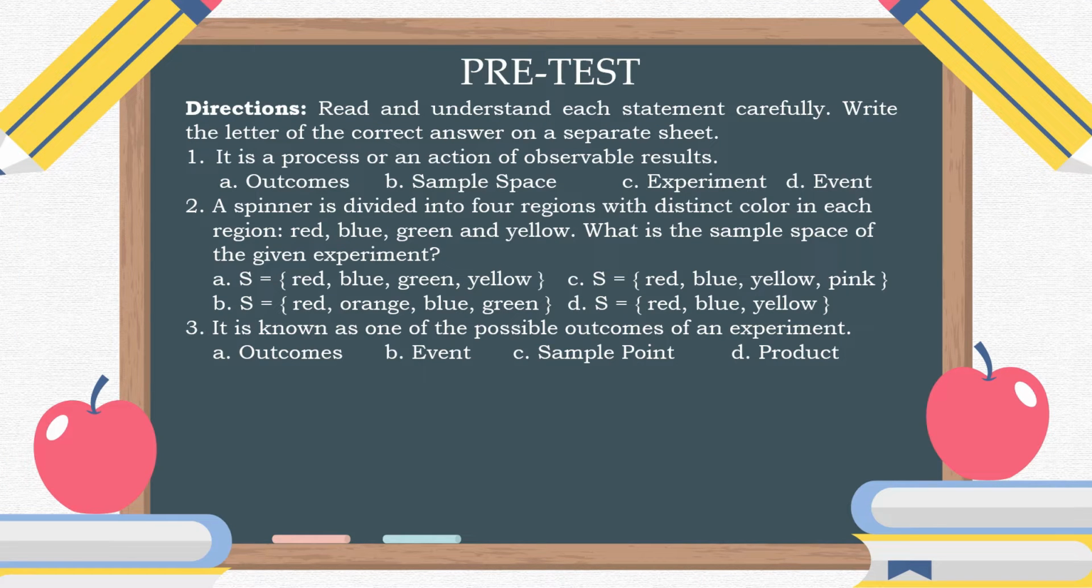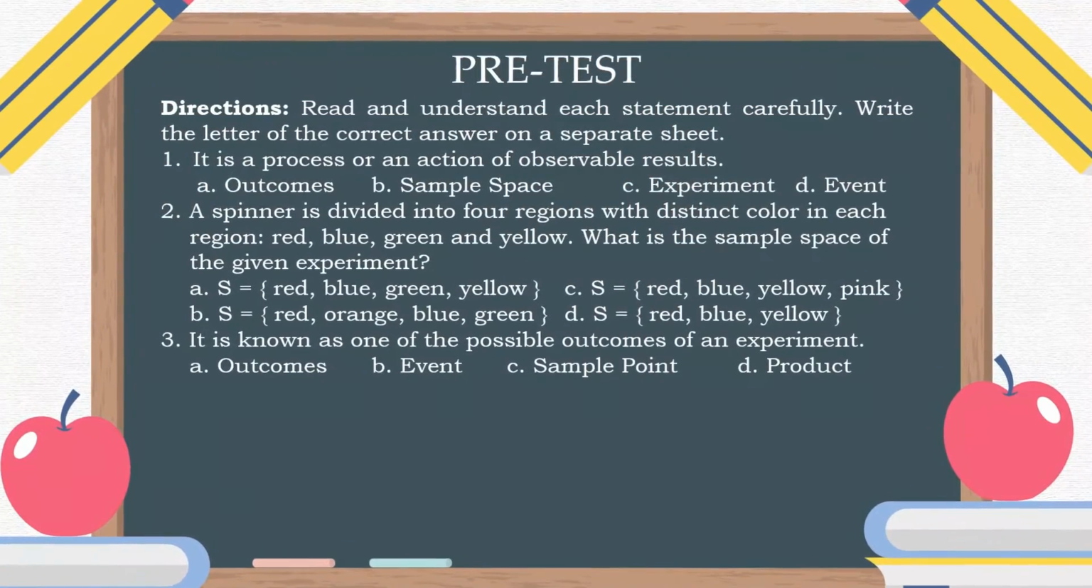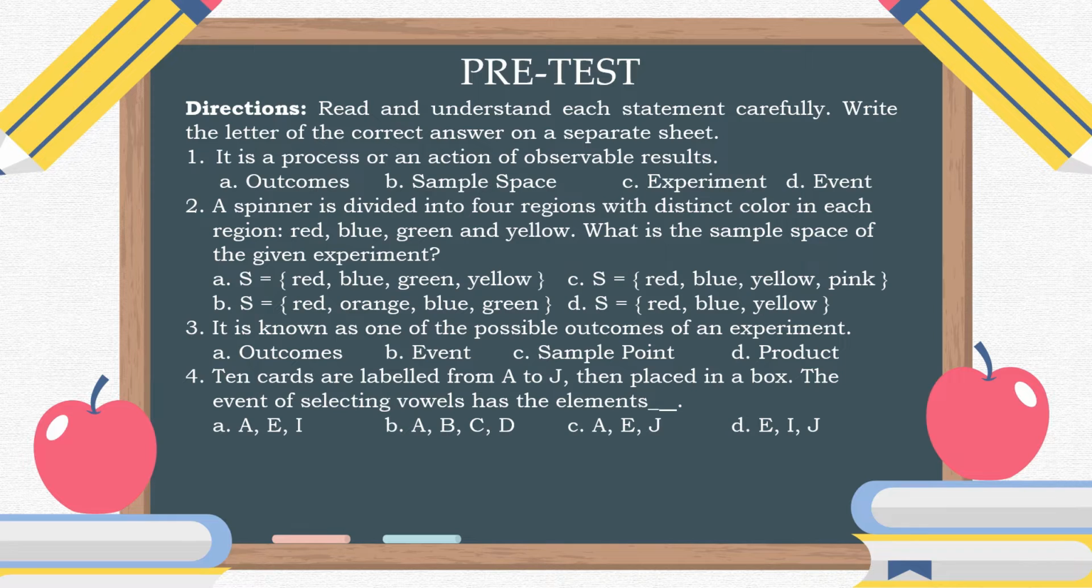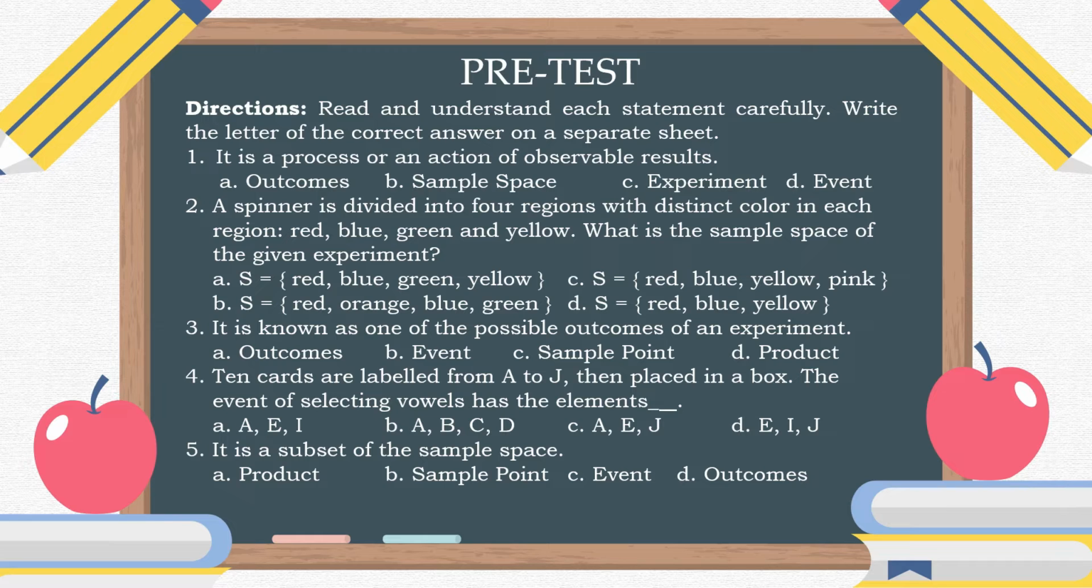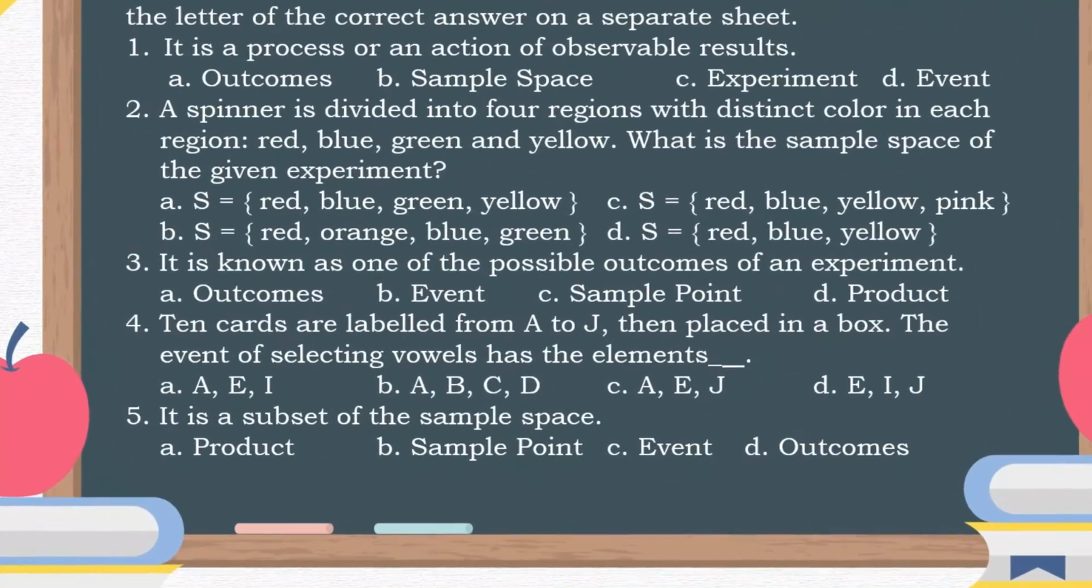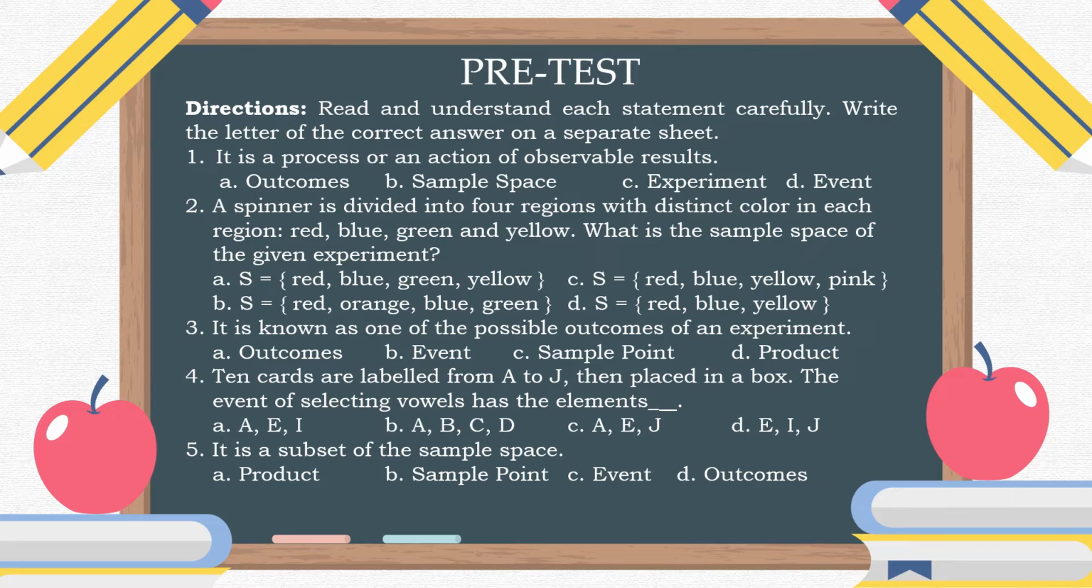Number 3. It is known as one of the possible outcomes of an experiment. A. Outcomes. B. Event. C. Sample point. Or letter D, product. Number 4. 10 cards are labeled from A to J, then placed in a box. The event of selecting vowels has the elements A, E, I, or letter D, E, I, J. Number 5. It is a subset of the sample space. A, product. B. Sample point. C. Event. Or letter D. Outcomes.